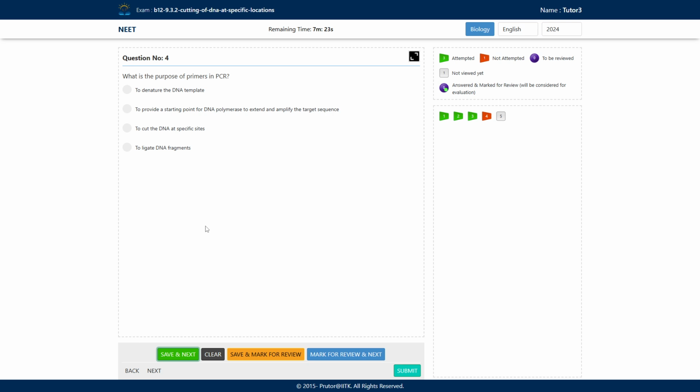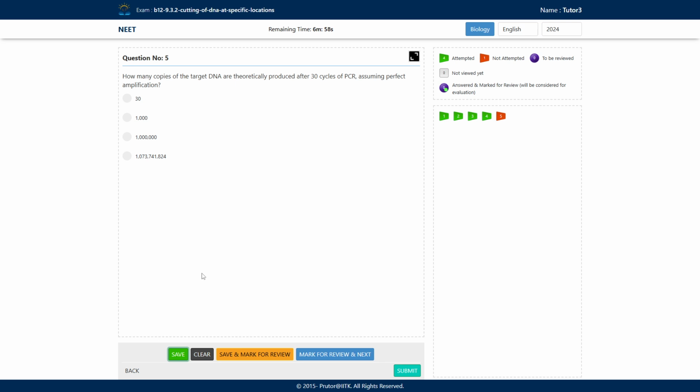What is the purpose of primer in PCR? First, to denature the DNA template? No. To provide a starting point for DNA polymerase to extend and amplify the target sequence? Yes. The third option is to cut the DNA? No. It is what restriction endonuclease does. And fourth, to ligate DNA fragments? No.